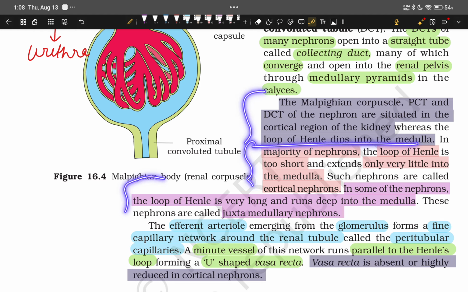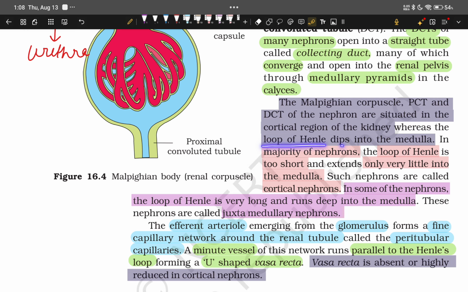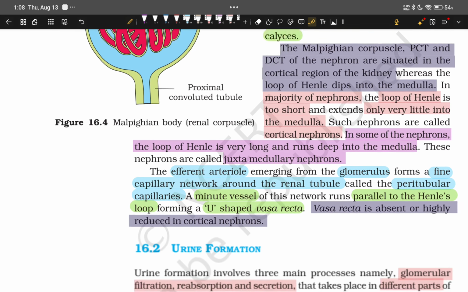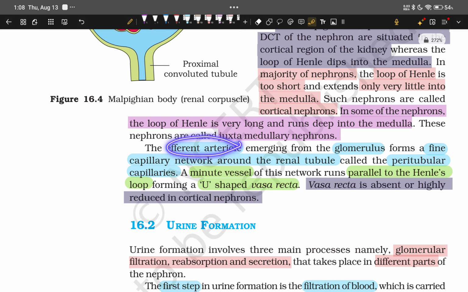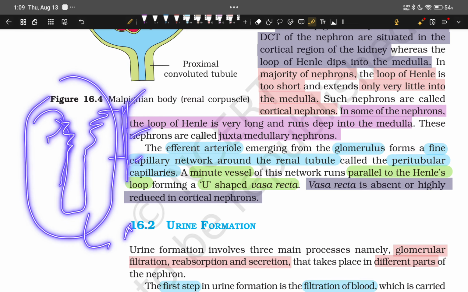But anyways, we have to remember this for statement-based questions, that Malpighian corpuscle, which is Bowman capsule plus glomerulus, PCT, DCT, all are situated in cortical region, whereas loop of Henle dips into the medullary region. Important. Then we have efferent arteriole emerging from the glomerulus forming fine capillary network around renal tubule. So this is the whole renal tubule, right? Bowman capsule, PCT, then loop of Henle, then DCT, and then several DCTs open into the collecting duct. That's a different point, but this whole structure is one nephron, right?